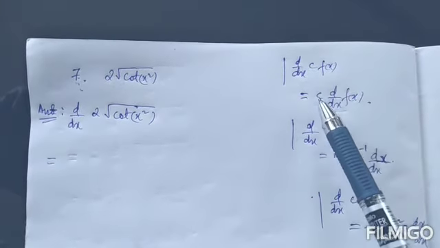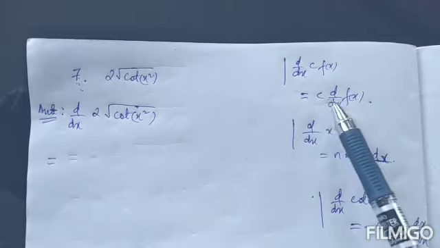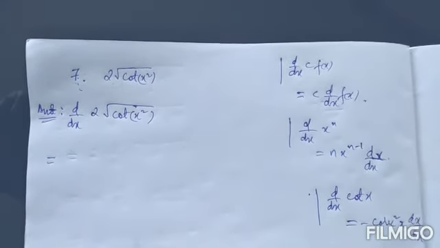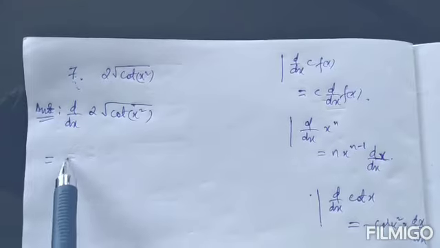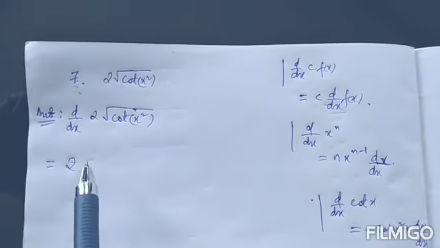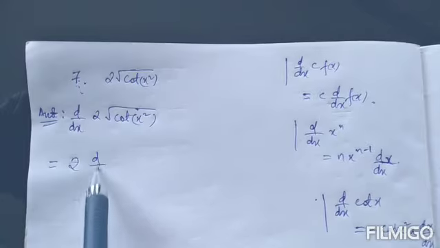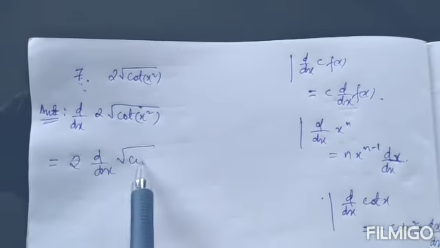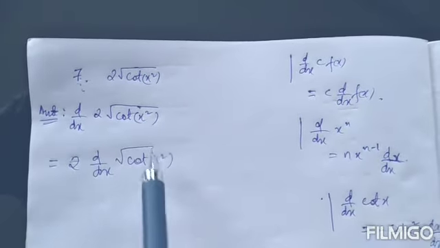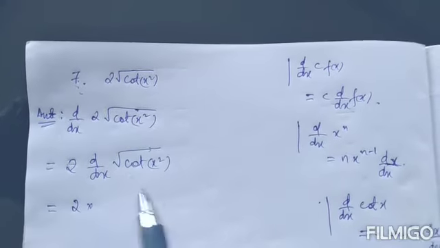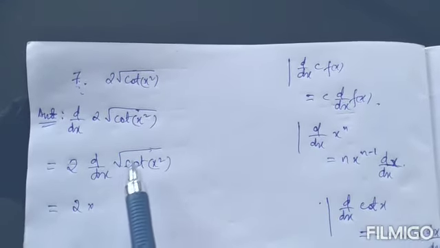What I have in the next line is, the constant will come up. I have to differentiate only the function f of x. So same in this case, 2 is a constant, 2 will come up. I have to differentiate only square root of cot of x square. So in the next line, square root will become 1 by 2.